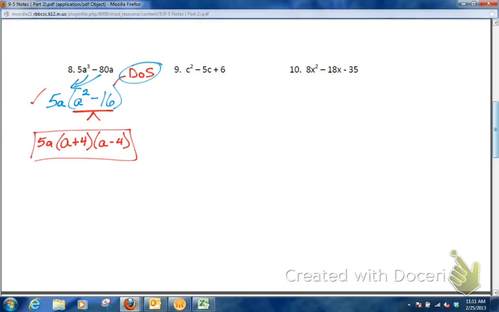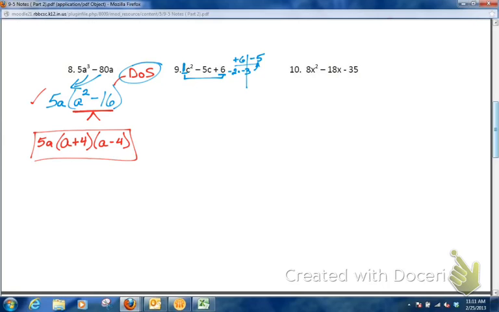Alright, number 9. Again, first thing I'm going to check is GCF. I say there is no GCF. Alright, so I'm going to take a times c. 1 times 6 is 6. Factors of 6 to give me 5. Actually, to give me negative 5 are going to be negative 2 and negative 3. Negative 2 times negative 3 gives me positive 6. Negative 2 plus negative 3 gives me negative 5.